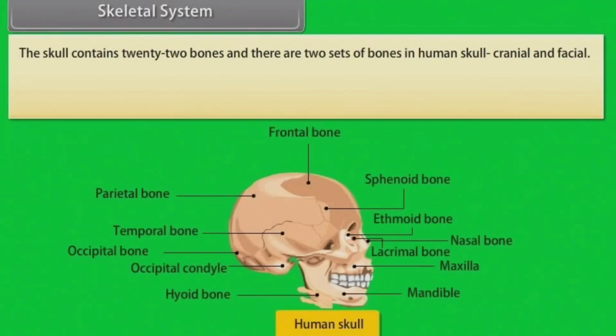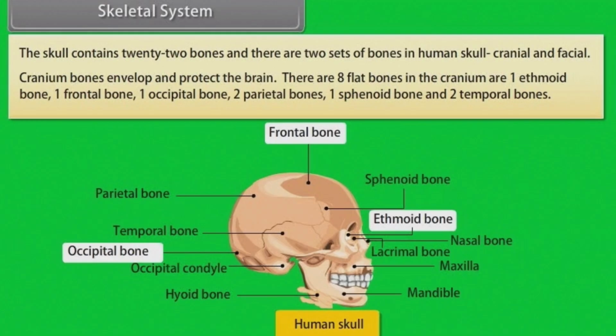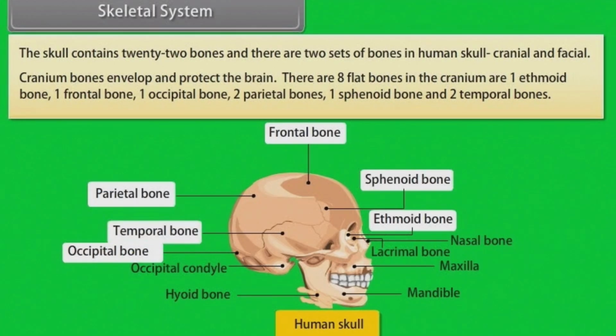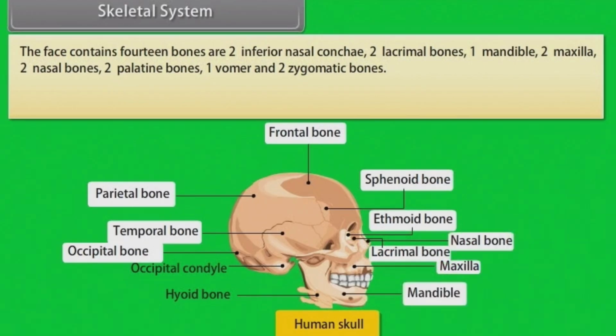The skull contains 22 bones, and there are two sets of bones in the human skull, cranial and facial. Cranium bones envelop and protect the brain. There are 8 flat bones in the cranium: 1 ethmoid bone, 1 frontal bone, 1 occipital bone, 2 parietal bones, 1 sphenoid bone, and 2 temporal bones. The face contains 14 bones: 2 inferior nasal conchae, 2 lacrimal bones, 1 mandible, 2 maxilla, 2 nasal bones, 2 palatine bones, 1 vomer, and 2 zygomatic bones.